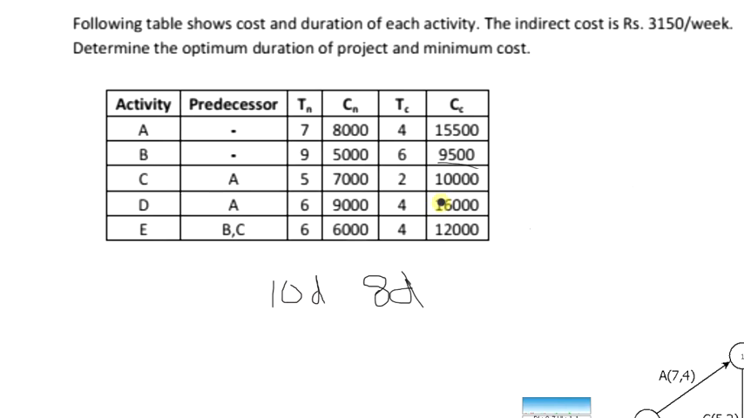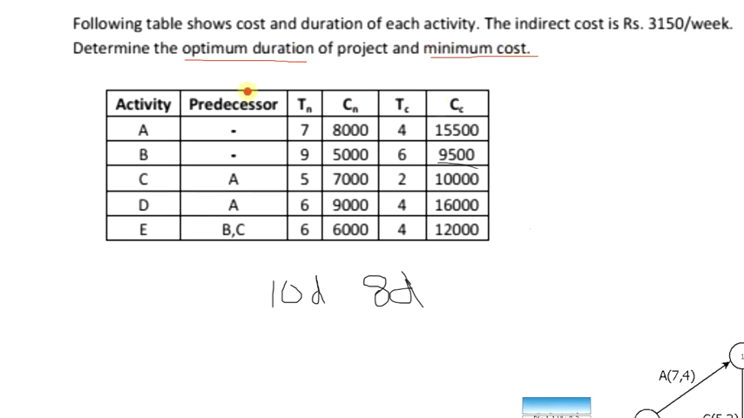Here, the problem statement is: the following table shows the cost and duration of each activity. The indirect cost is rupees 3150 per week. Determine the optimum duration of the project and the minimum cost. So we have to find out the optimum duration of the project and the minimum cost of the project.